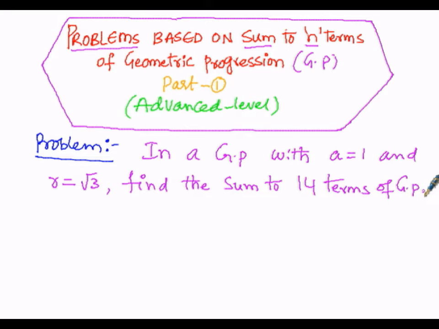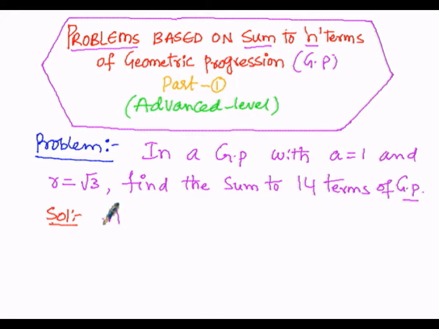When a value, the first term, is 1 and the common ratio throughout the sequence of the geometric progression is root 3, then we have to add up all the 14 terms from the first term, that is a. So here what will be the sum of those 14 terms of that particular GP is the question. So now the solution starts.